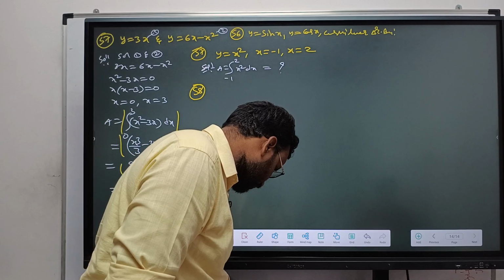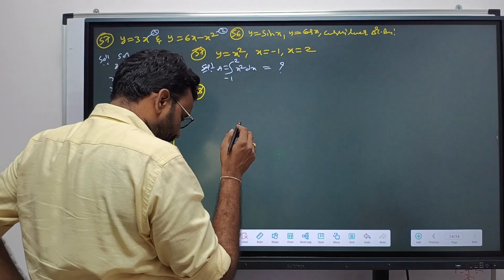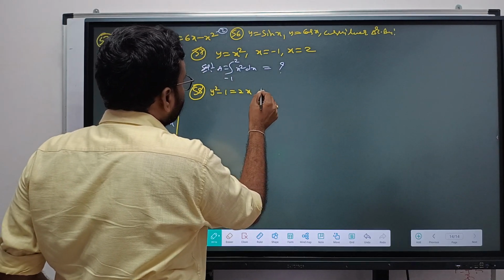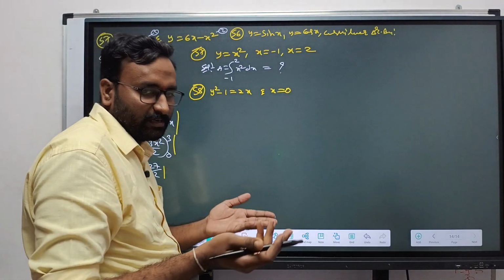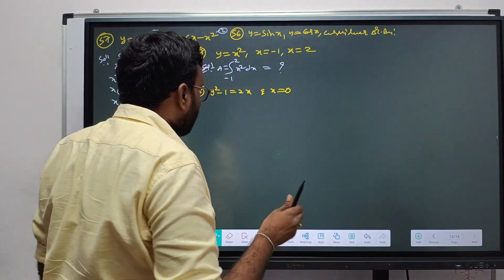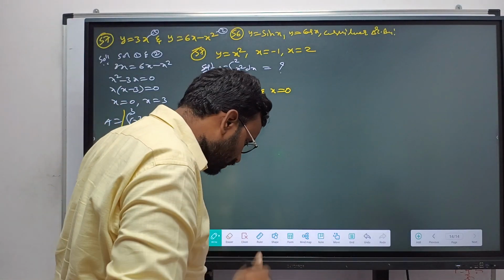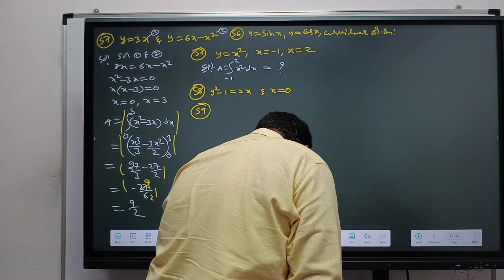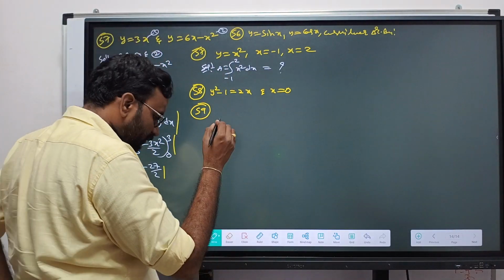Come to this question number 8. Question number 8. What is the curve? y square minus 1 is equal to 2x and x is equal to 0. Substitute x equal to 0 here, you will get y values 2. Then solve, you will get answer 59. Tell me 59. 59. Is this finished? 10th question? No. 10th question. Tell me. Curve.